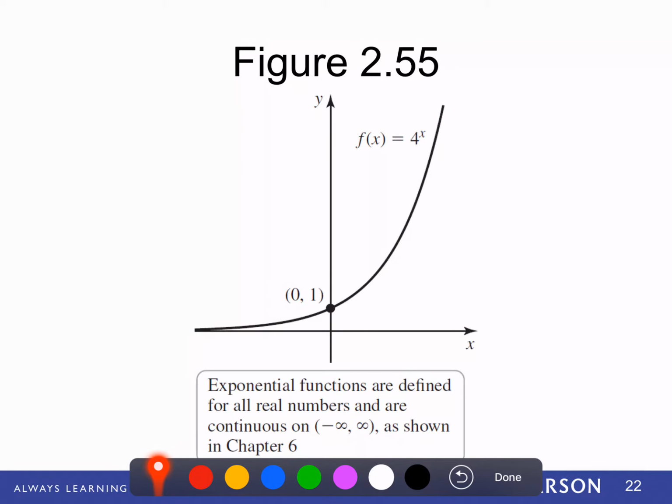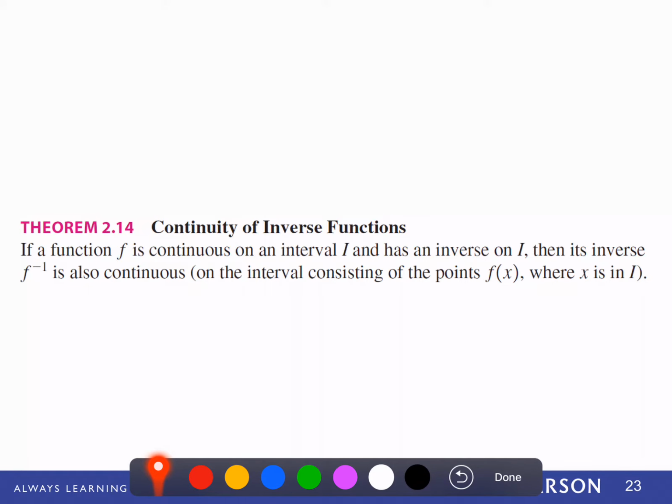This is an exponential function. This function is continuous on all real numbers. This is just as well behaved as the polynomials. This talks about continuity of inverse functions. Basically, where the one function is continuous, so is the other one. There are some issues with reversing the domain and range, but it's pretty much straightforward that where the one is continuous, this one is as well.